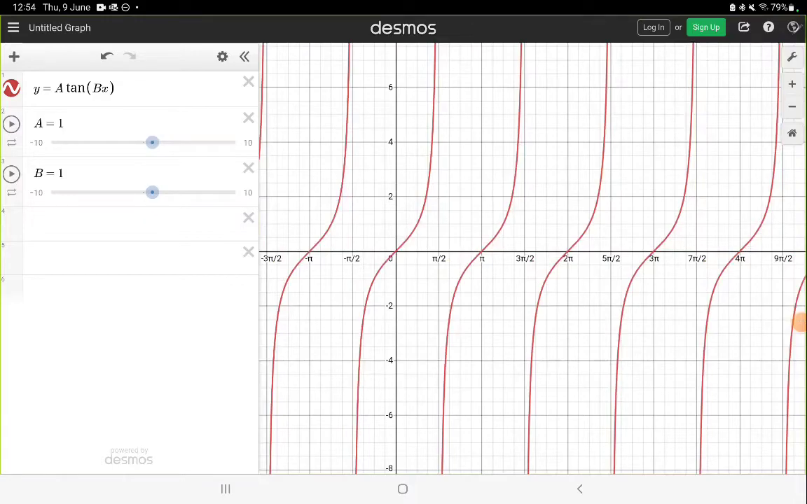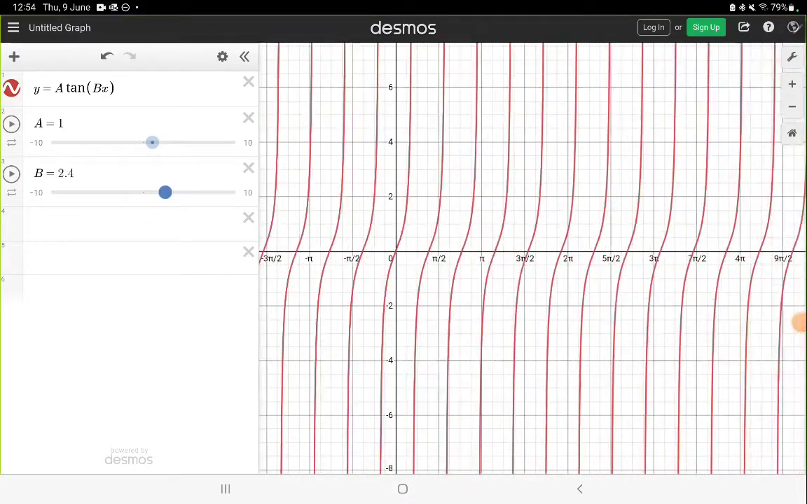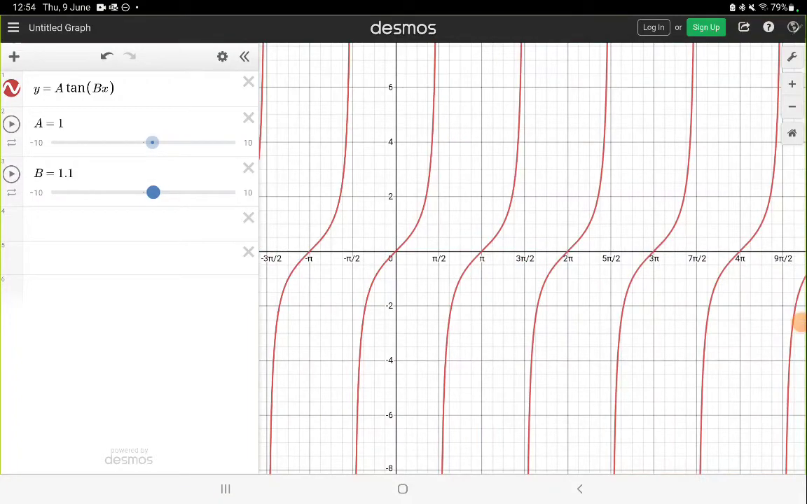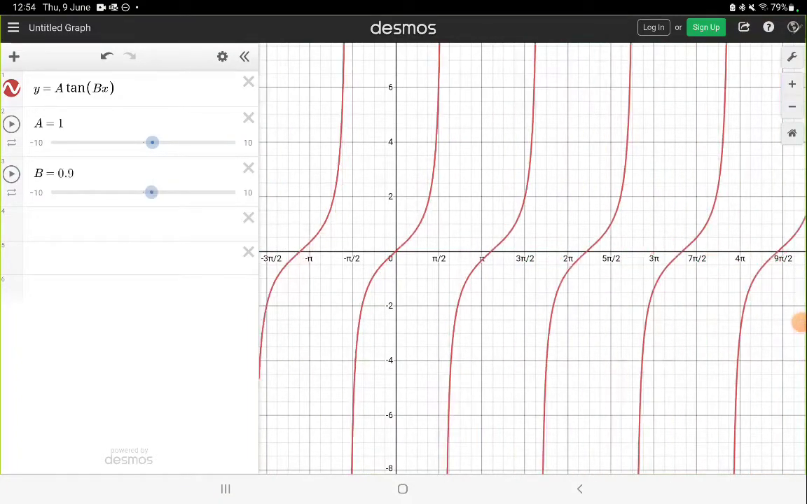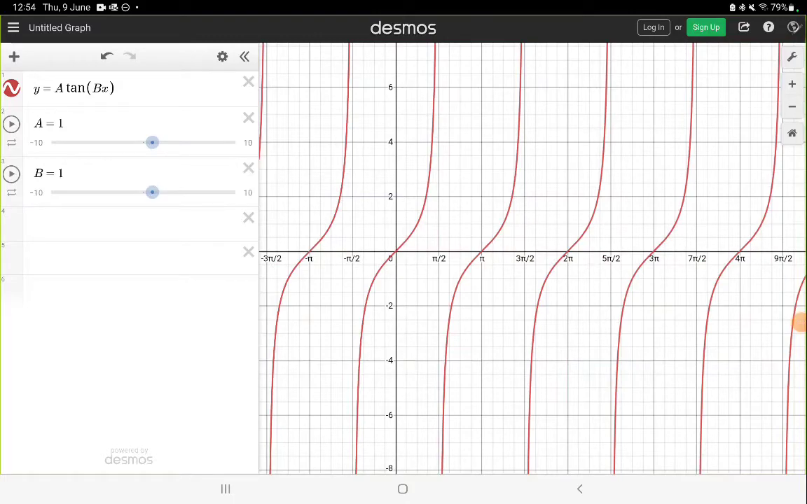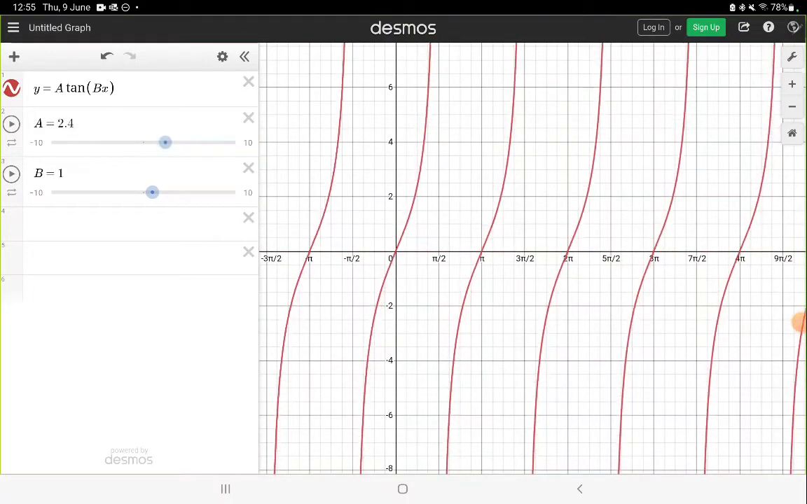For the B value, on the other hand, this is going to change our period. And because our basic period is pi, the rule isn't going to be 2 pi over the absolute value of b, it's going to be pi over the absolute value of b. So the amplitude's not really something we worry too much about. It is going to change a little bit about the shape, but in the end, it's not something that's going to worry us in a sketch.